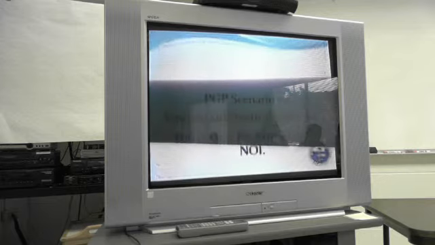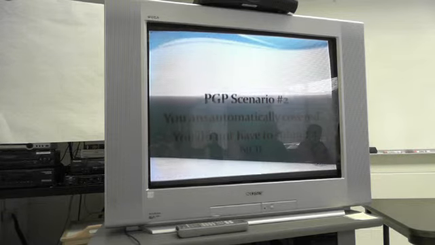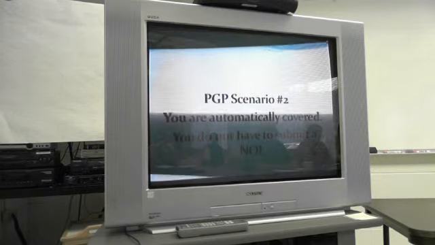PGP Scenario 2, you are automatically covered. You do not have to submit an NOI.